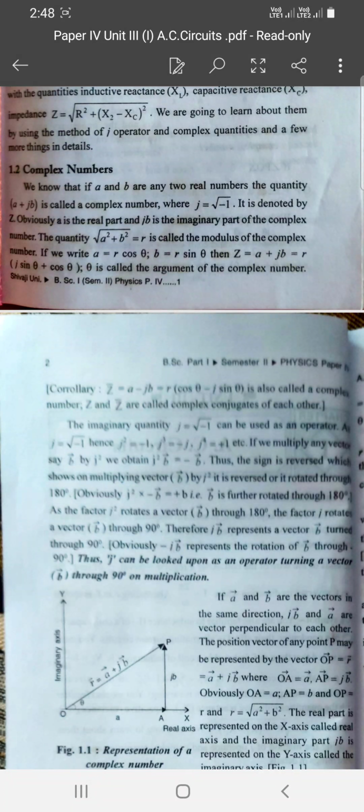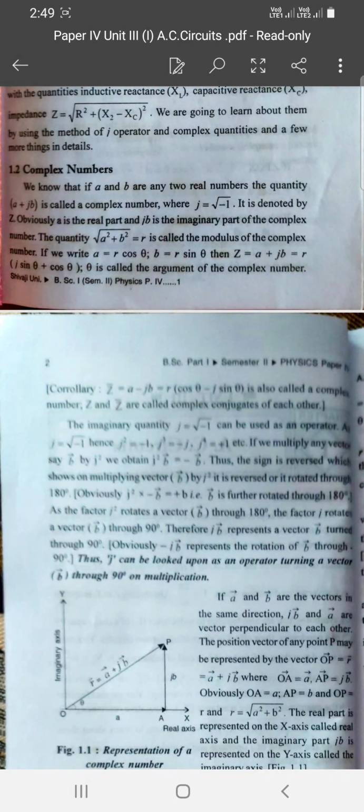Therefore the quantity square root of A squared plus B squared equal to R is called the modulus of the complex number, as our quantity is A plus jB. If A equal to R cos theta, B equal to R sin theta, and the impedance Z equal to A plus jB is equal to R, then the resultant expression becomes R times (cos theta plus j sin theta), and theta is called the argument of the complex number.